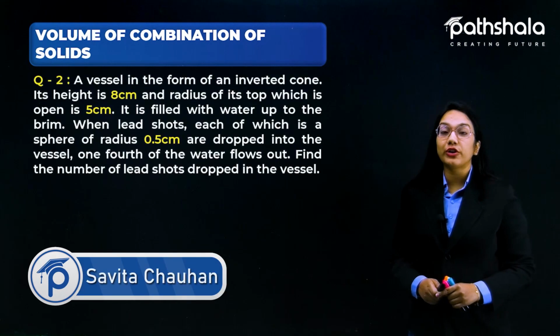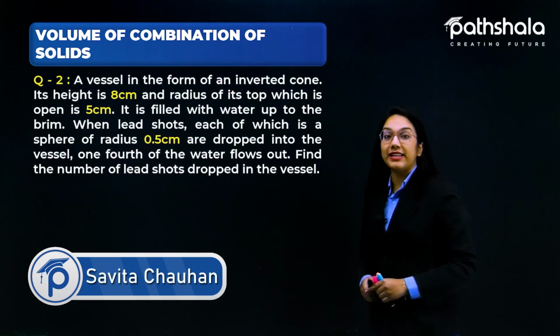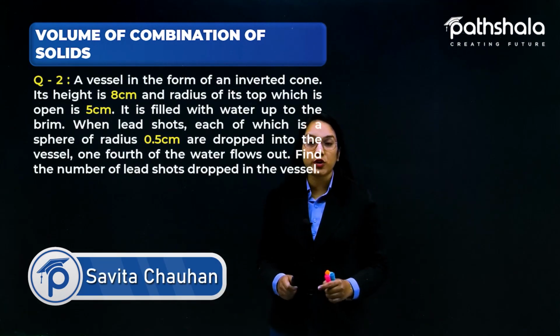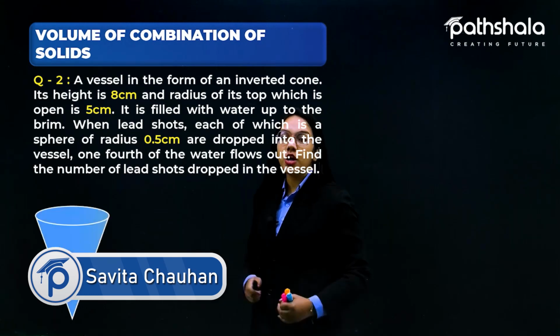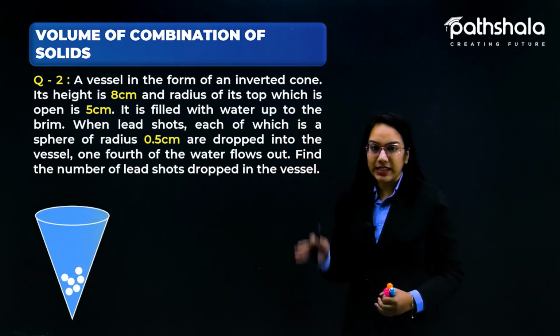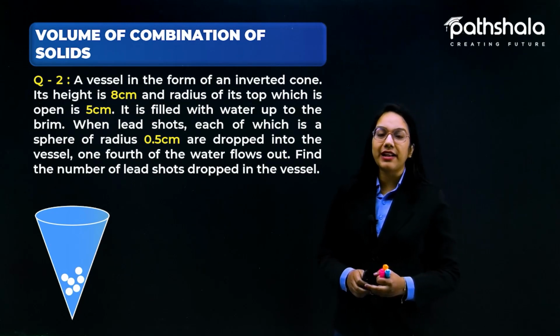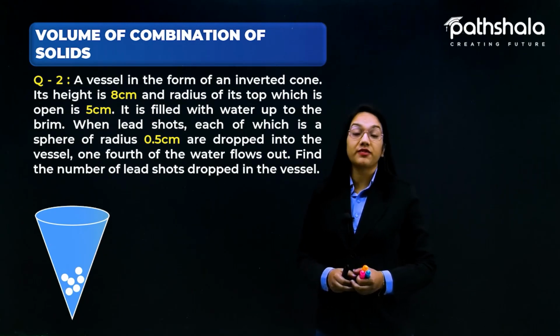Now let's move on further with question number 2. It says a vessel is in the form of an inverted cone. Let us suppose I am taking the figure of this one. So this is an inverted cone, as you can see. Its height is 8 centimeter and the radius of the top, which is open, is 5 centimeter.